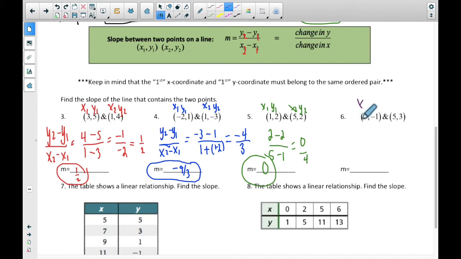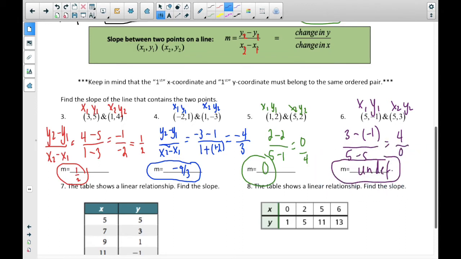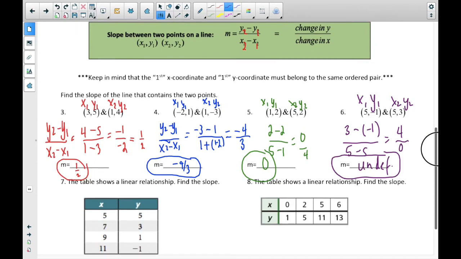One more example. So we're going to take y sub 2 minus y sub 1, that's 3 minus negative 1, over x sub 2 minus x sub 1, that's 5 minus 5. In my numerator, I have to be careful with my positives and negatives. Negative, negative means plus. So this is 4, because 3 plus 1 is 4, over 0. Now anything over 0 is undefined. And so if we're ever asked what is the slope of this line, we just say it's undefined. There's not a number, it's just undefined.